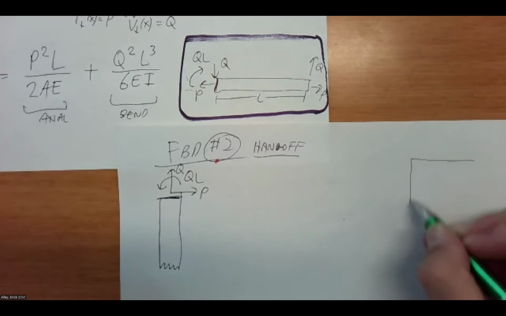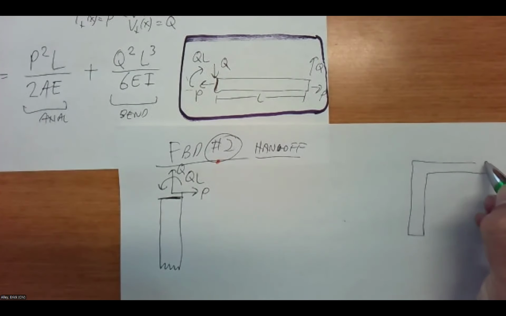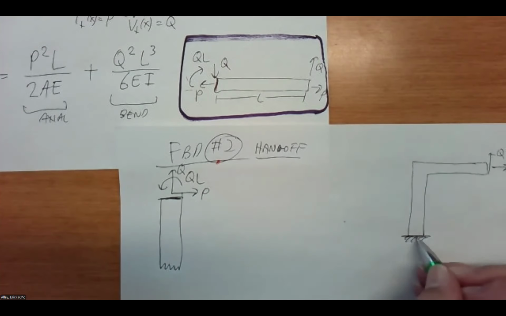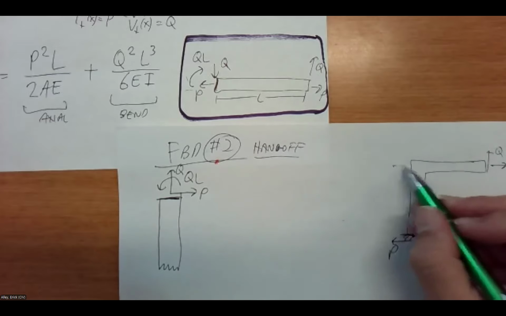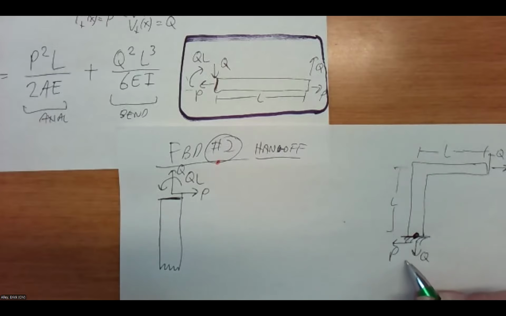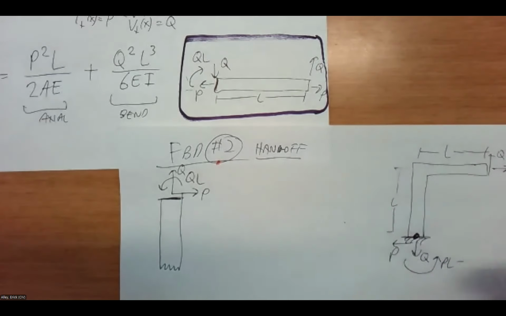Another option is I can do the whole member, get the reactions at the bottom. Okay, so if there I've got P here and I've got Q here, I could see down here at the bottom, I've got Q going down, I've got P going to the left, and then on the moment, these are both the length of L, by the way. My moment, I can write it one way or the other. Let's just say if I write it this way, it's going to be P times L minus Q times L, if I draw it that way.